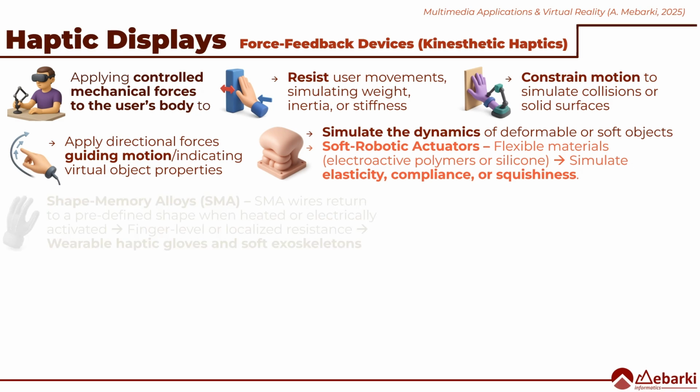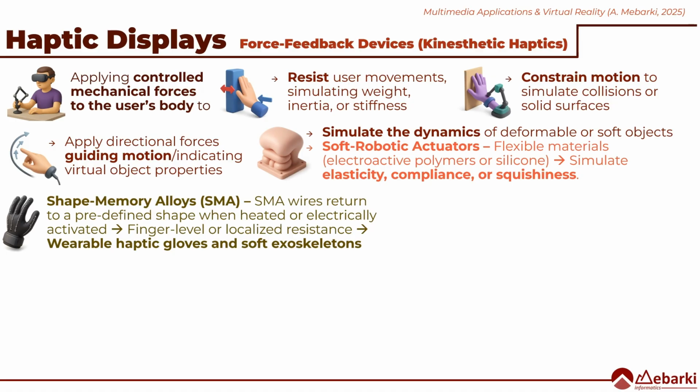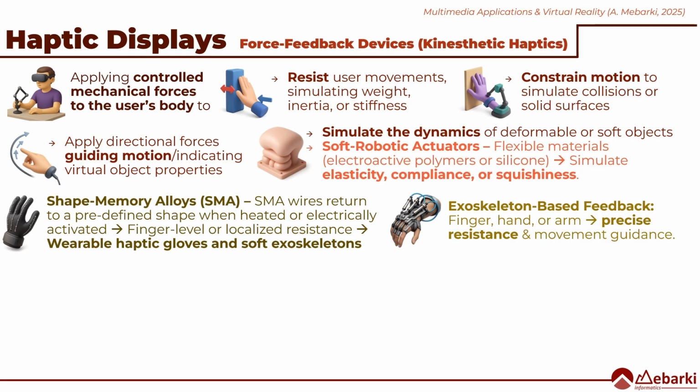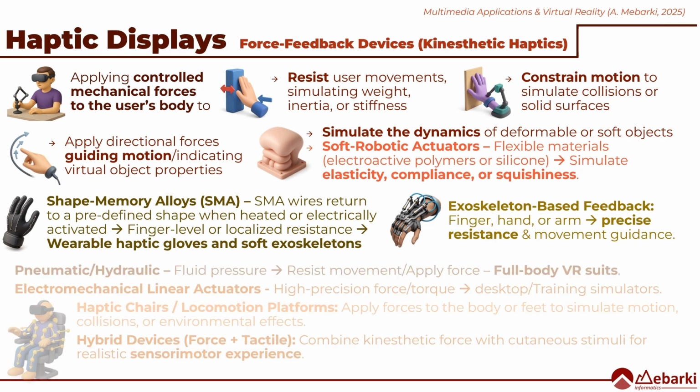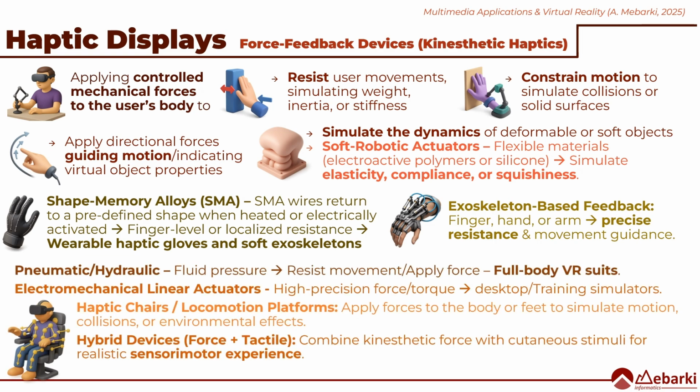Other approaches rely on shape memory alloys, which change shape when electrically activated. These materials enable localized or finger-level resistance and are well suited for wearable devices, such as haptic gloves or soft exoskeletons. Exoskeleton-based systems extend force feedback to the fingers, hands, or arms, providing precise resistance and movement guidance. Pneumatic or hydraulic systems use fluid pressure to apply larger forces and are often employed in full-body configurations.